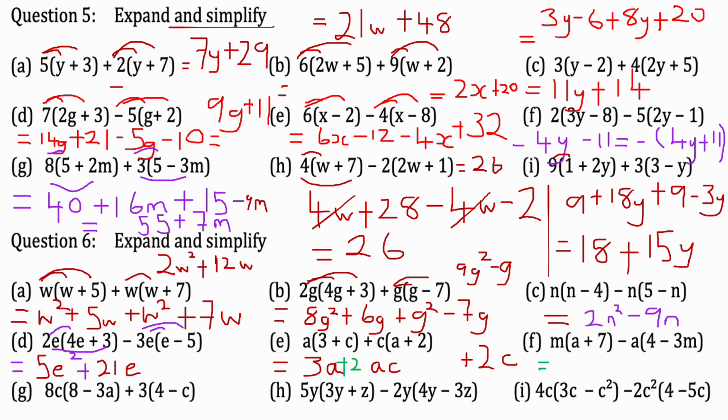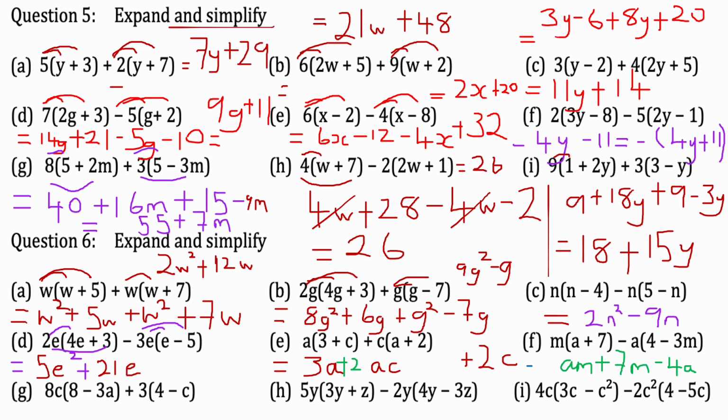Next one, expanding the bracket, m times a is am, and then m times 7 is plus 7m, and then minus a times 4 is minus 4a, and then negative a times negative 3m goes to plus 3am. And here, guys, I've got to be very careful when I collect my like terms. I can only collect the 1am and the 3am, so that becomes 4am.